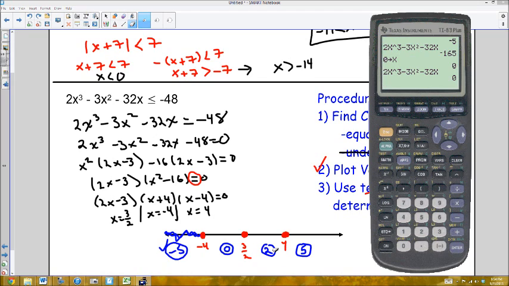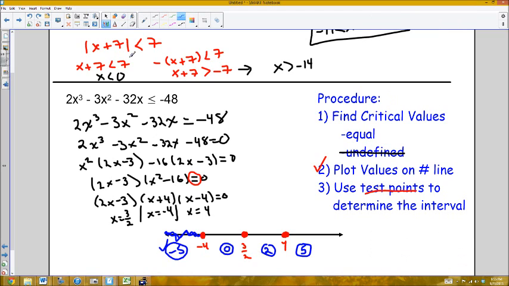My next test point is 2. So I'm going to test whether or not these values are included in my interval. So I'm going to again do 2, store as x, enter, pull up my entry, hit enter, and that's -60. Since -60, which is what this entire left-hand side evaluates to when x is 2, is less than -48, I will be including the values in this interval. So those values get included in my interval.